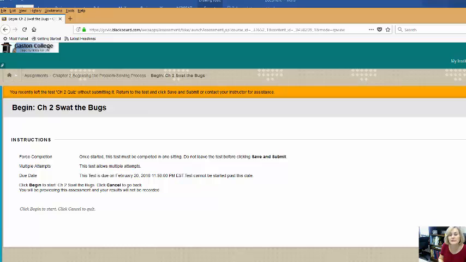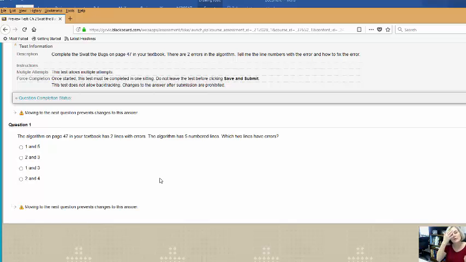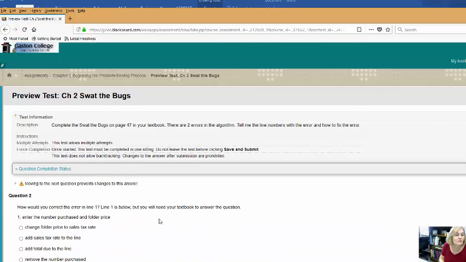You do have multiple attempts. Let's begin. I just want you to see what this is like. So you look at the algorithm on the book. It has 5 numbered lines. Which 2 lines have errors? They're already numbered for you. So you're going to look and pick whichever one you think it is, save your answer, and then move to the next question.